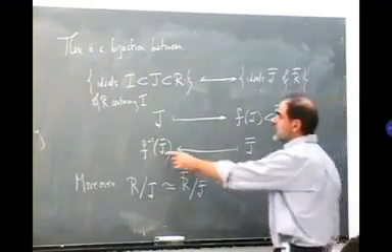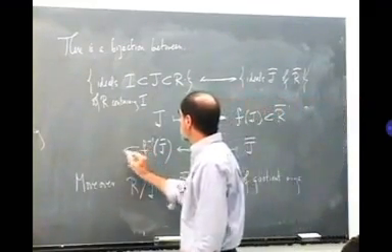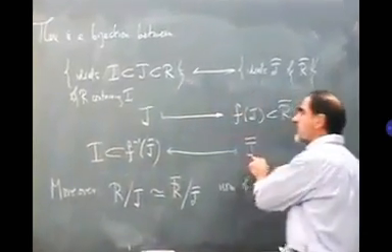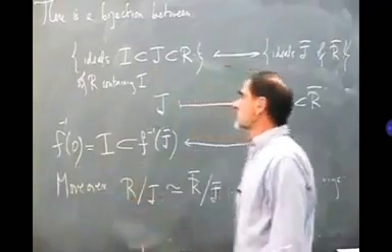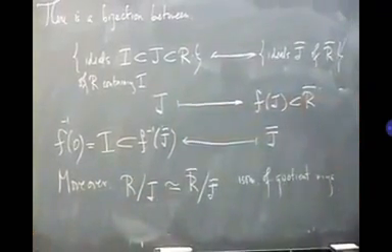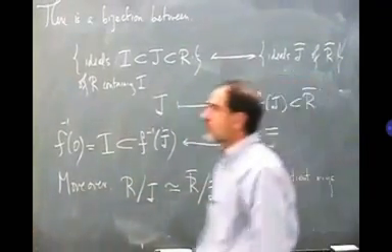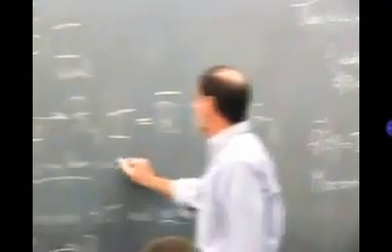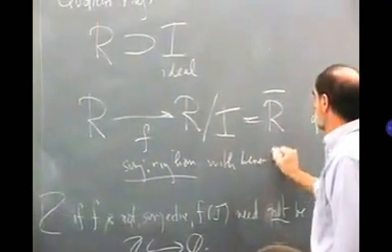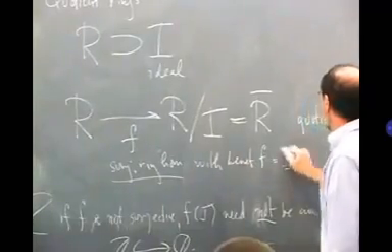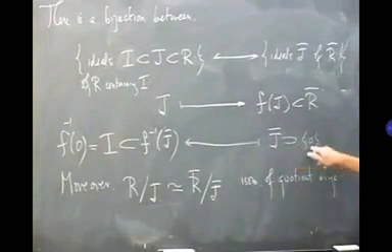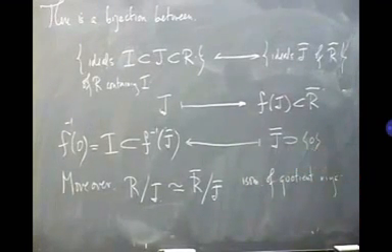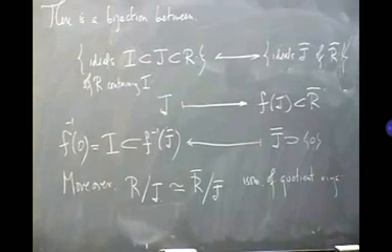But notice that this certainly contains I, because I is f inverse of 0. That's the definition of I, because this is a surjective ring homomorphism with kernel I. And whatever this J bar is, it's an ideal, so it certainly contains 0. And so its inverse image contains the inverse image of 0, so it contains I. I'll let you check that it's an ideal.